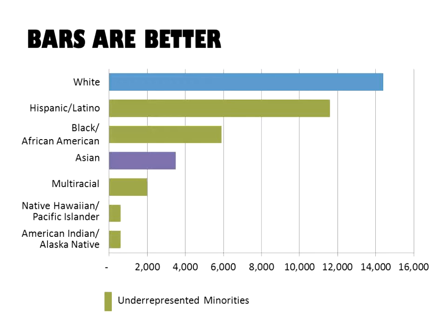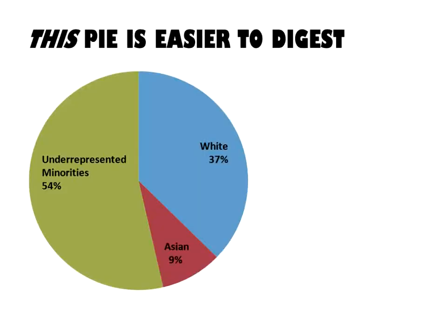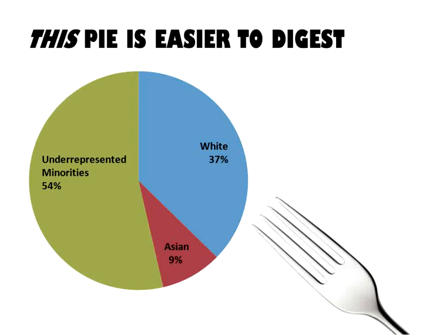If we did really just want to compare the underrepresented groups to the whites and Asians, we could just combine them in the chart. If that was what was most important, we could combine them, and it would look like that. But this actually is a situation where a pie chart might work, because we only have three categories. So this isn't so hard to interpret anymore. This pie is much easier to digest, and we can really dig in to what these results mean.